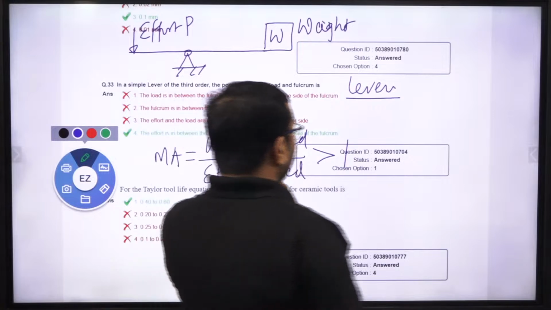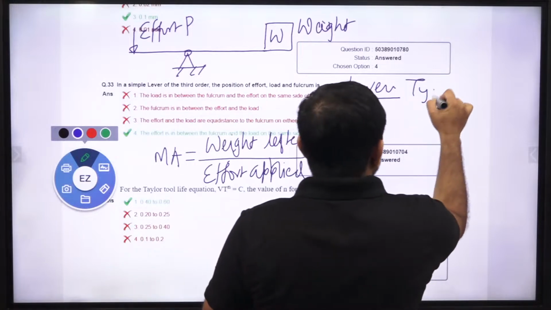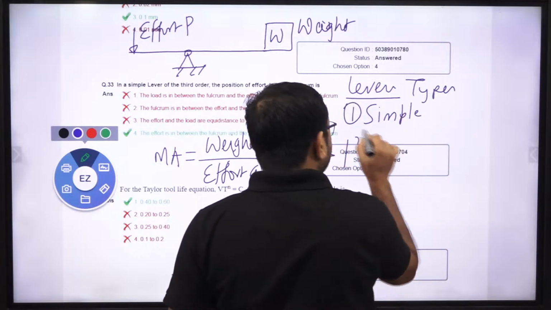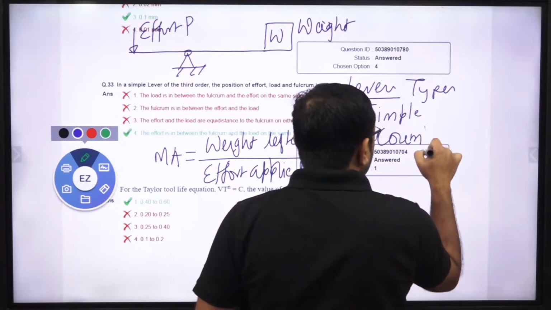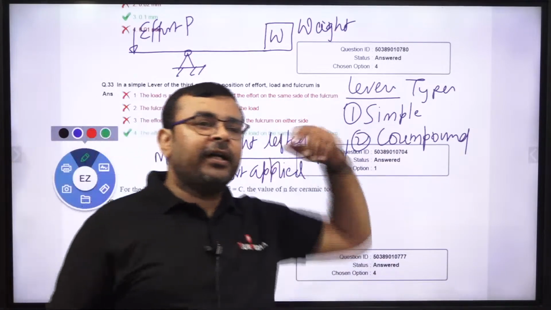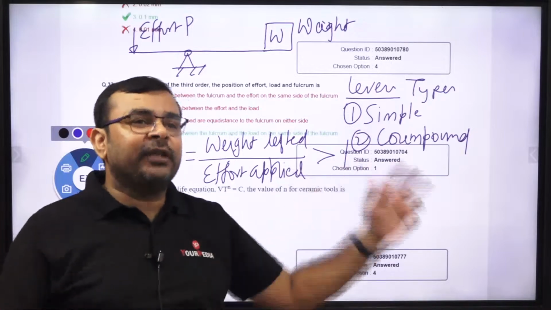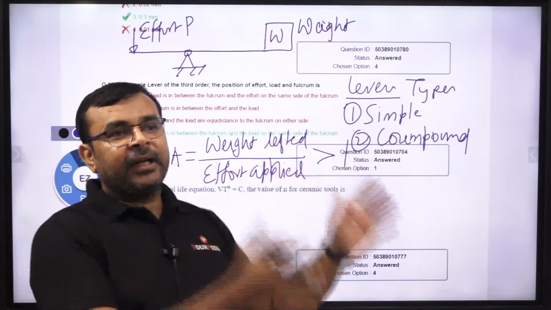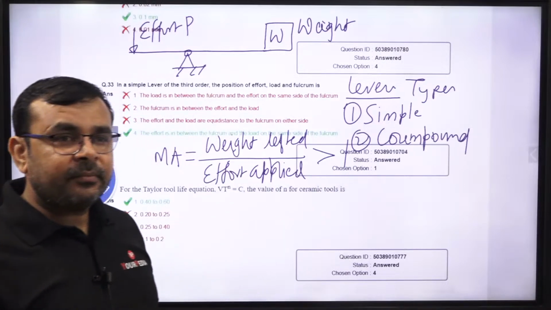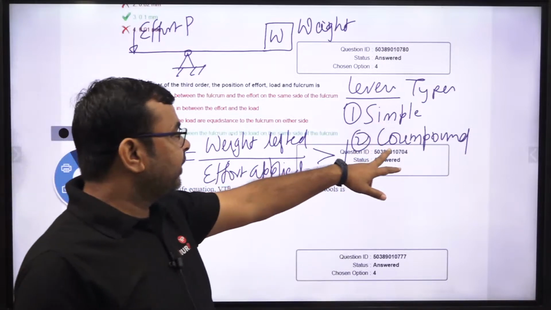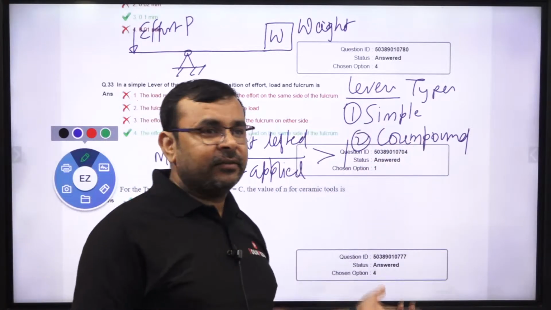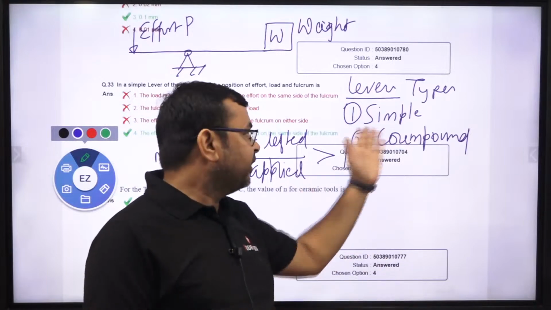If I talk about the types of lever, we have two types. First one is simple lever, and second one is compound lever. When you need a very huge mechanical advantage, means 120 times, 130 times, 1000 times even, means by applying 10 Newton force you want to lift 10,000 Newton weight, then we use a compound lever. But sometimes when you need 10 times, 20 times mechanical advantage, then we use a simple lever.